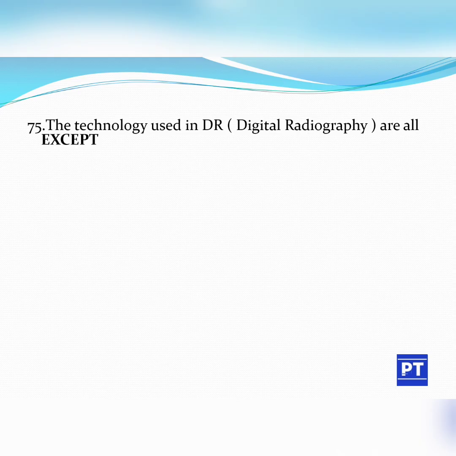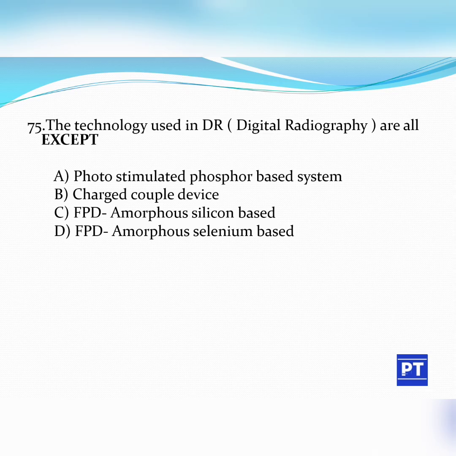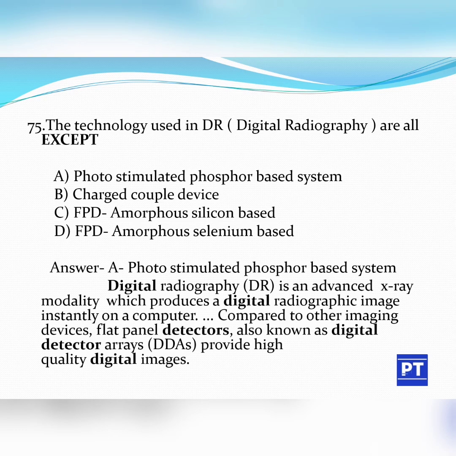Question number 75. The technologies used in DR, digital radiography, are all except option A, photo-stimulated phosphor-based system. Option B, charge-coupled device. Option C, FPD, amorphous silicon-based. And option D, FPD, amorphous selenium-based. The answer is option A, photo-stimulated phosphor-based system.